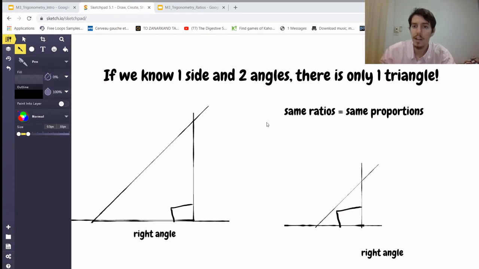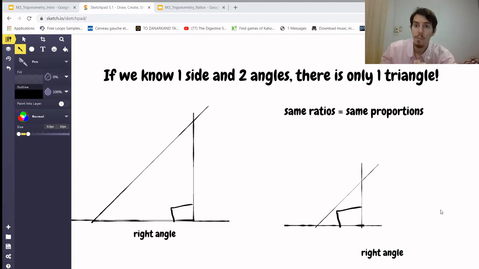Here I told you that when we know the angles of the triangle, actually we know the ratios, the proportions of the triangle. And then if we know one side, we know if the triangle is small or big. This is where we link together the ratio that we're going to use. So it's going to work like this.